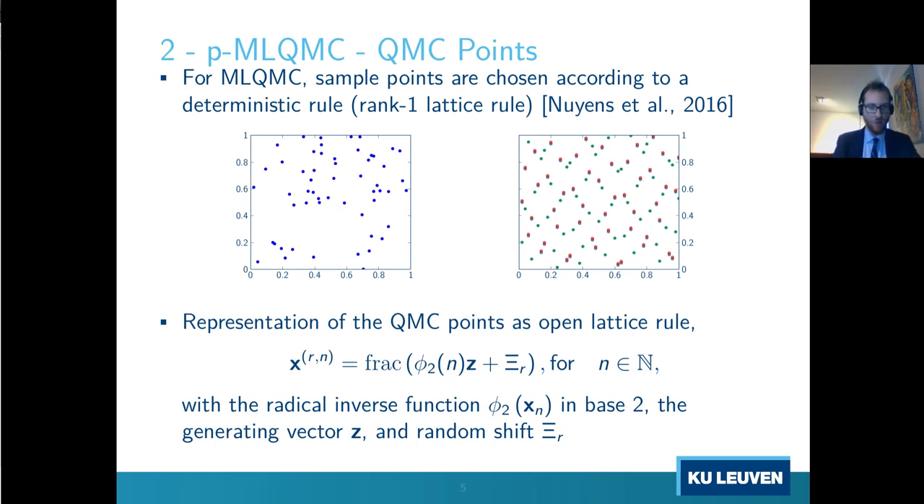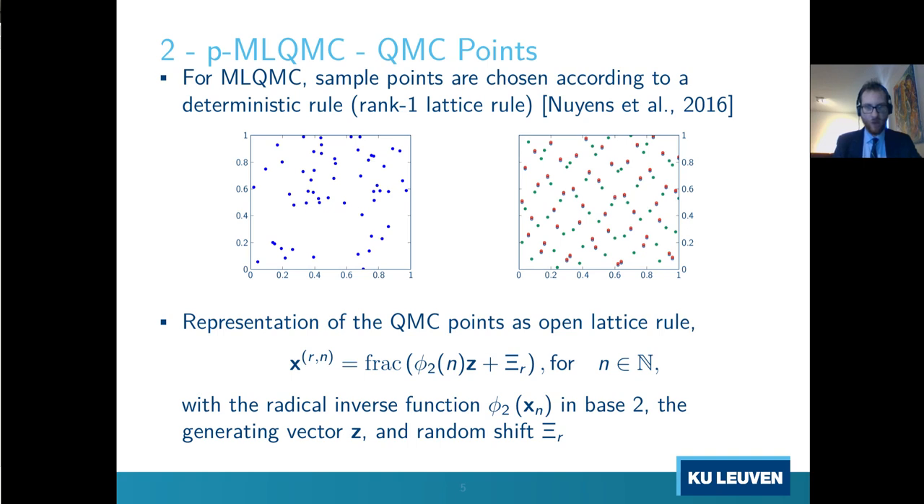So you can distinguish 3 colors, green, red and blue. The set of green points is not shifted. The red points are then shifted once and the blue points are shifted again. So this introduces the randomness. I won't go into more detail about this shifting, which can be found in the literature.